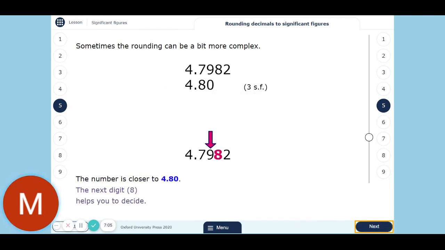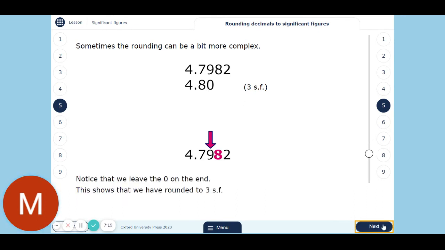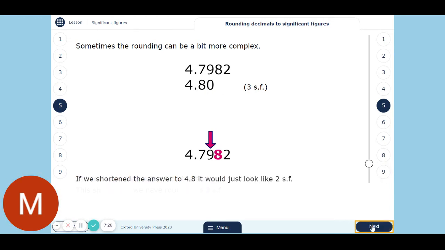What's important is that you put the 0 in there. You might think, well, I'm just going to put 4.8 because it's the same number and it's shorter and simpler. But it's important that you put the 0 on the end because it shows we've rounded to three significant figures. We've got 1, 2, 3 numbers in our answer. If you put 4.8, it looks like two significant figures.